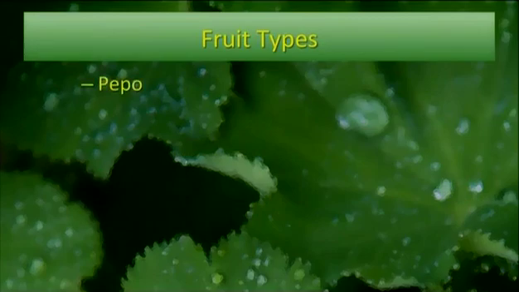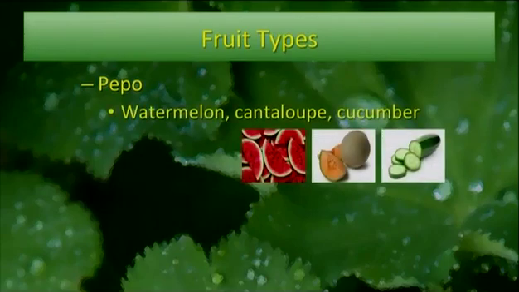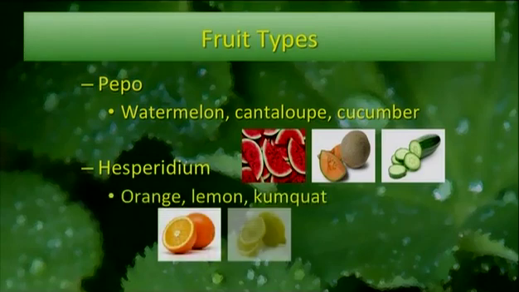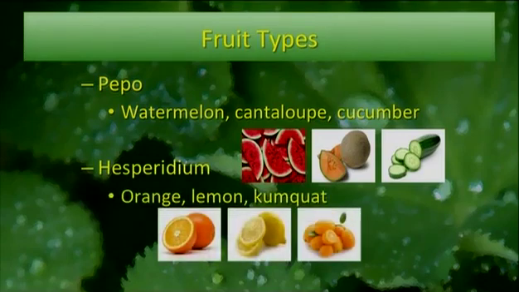And we have another kind of fruit called a pepo. It's a type of berry, but a special type of berry that has a thick rind. So some examples of pepos are watermelon, cantaloupe, and cucumber. Another kind of berry is a hesperidium, and hesperidiums are the citrus fruits, such as oranges, lemons, grapefruits, jabong, kumquat, and limes. Those are all examples of hesperidiums. You'll have to know these.